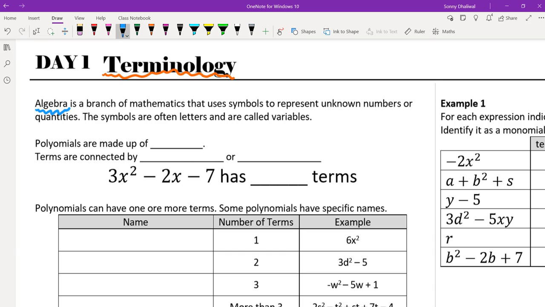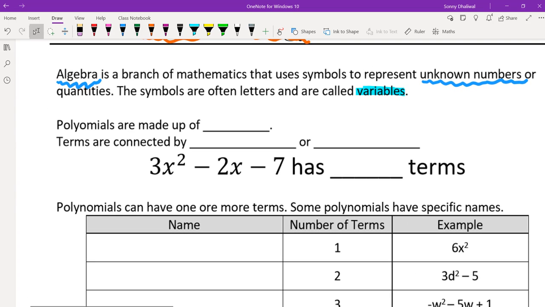So in algebra, we have expressions, and we use letters to represent unknown numbers. Those are the letters we see showing up, and those letters are just called variables. They're just numbers that we don't know, or numbers that change. Now, in this unit in particular, we're working on polynomials. These are expressions that are made up of terms.